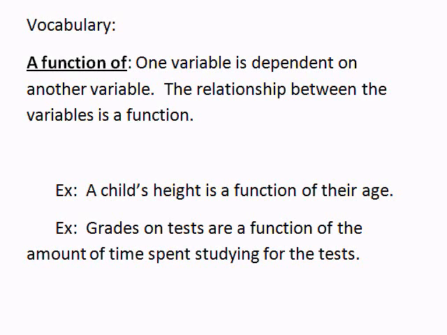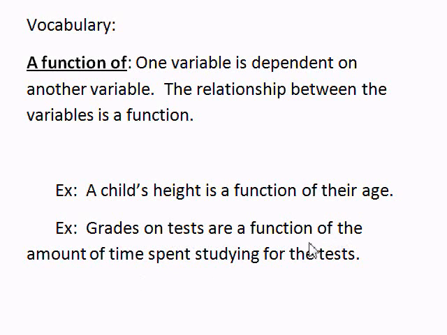The first one is a function of. Something's a function of something else if one variable is dependent on another variable. The relationship between the variables is a function. Let's look at an example. A child's height is a function of their age. Why? Because we have two variables, the height and the age, and one variable, the height, depends on the other variable, their age.